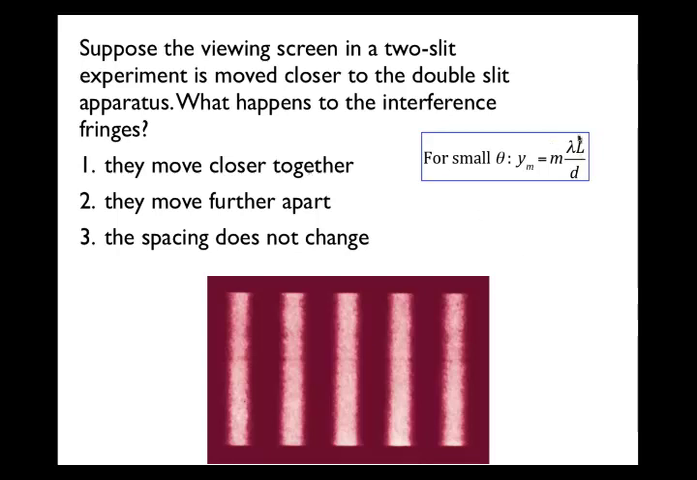If I keep everything else the same, moving the slit closer to the screen would reduce L, the distance between those two things. And if L is smaller, y is smaller, and y is the distance between the center bright fringe and whichever number of fringe I'm counting, and that number would get smaller. That would mean these bright fringes would get closer together on the screen.